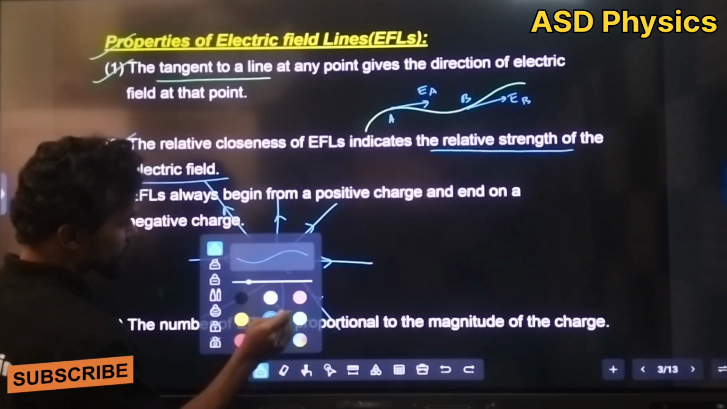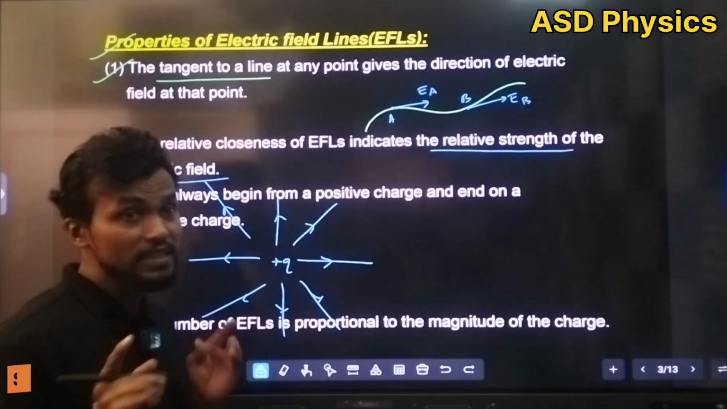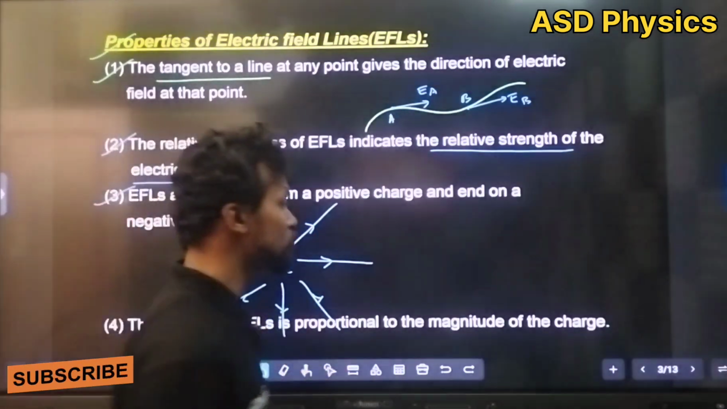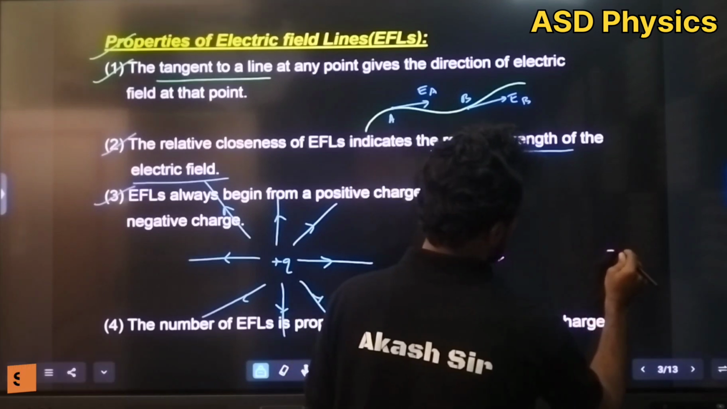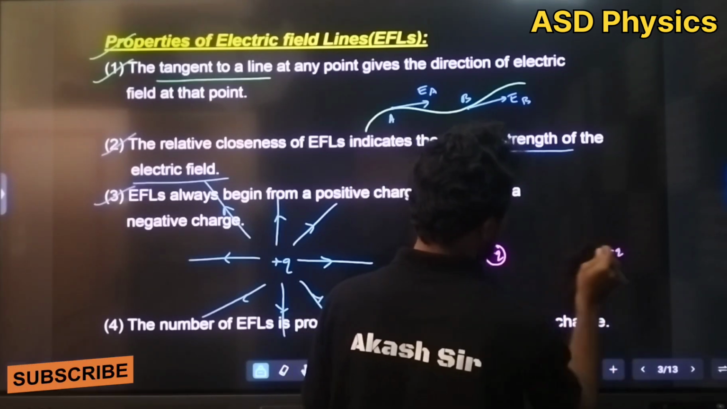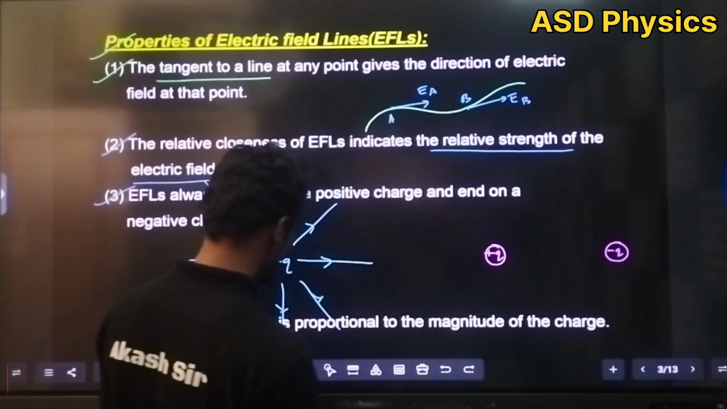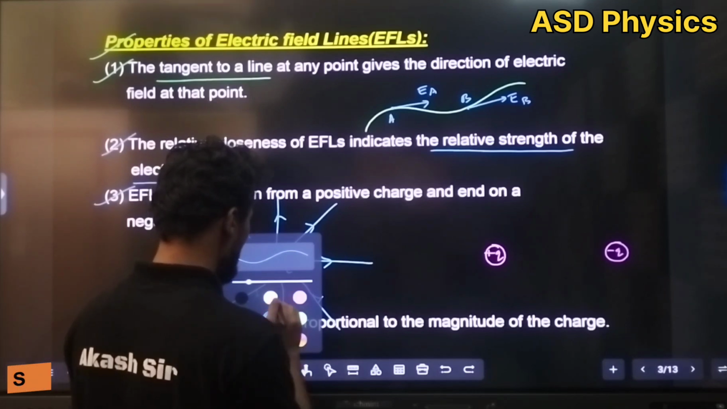But remember, students, one thing: I have already drawn the negative charge. But in case one plus Q and one minus Q charge are there, like a dipole, let's take an example. This is plus Q and this is minus Q. Now this is a dipole actually.